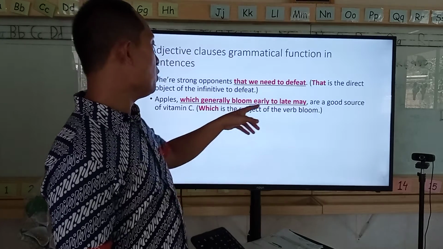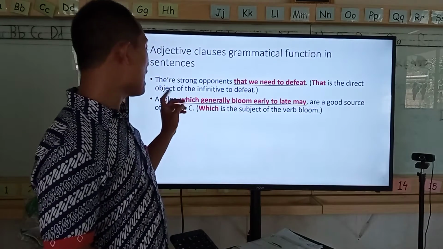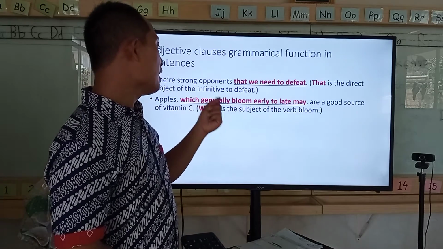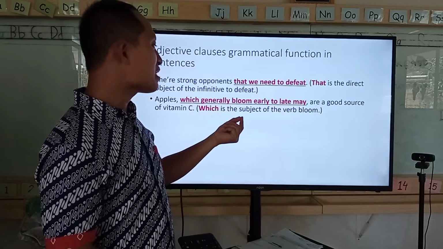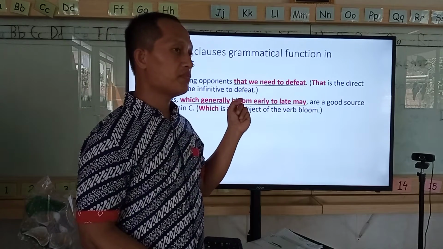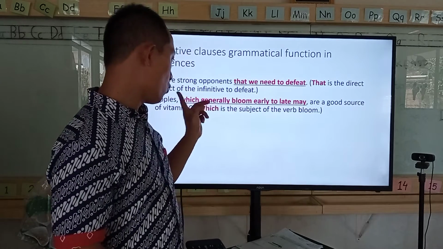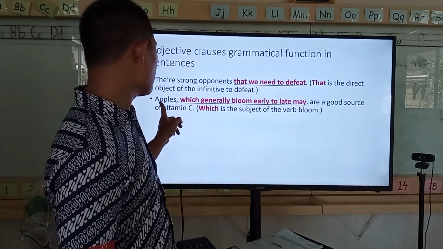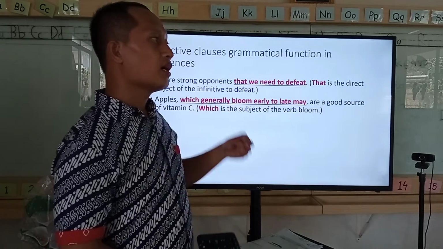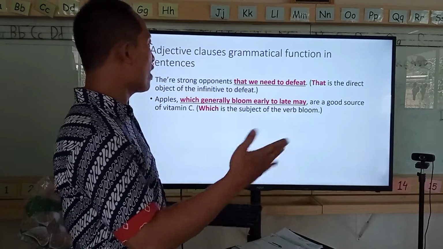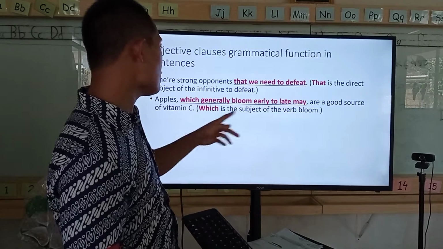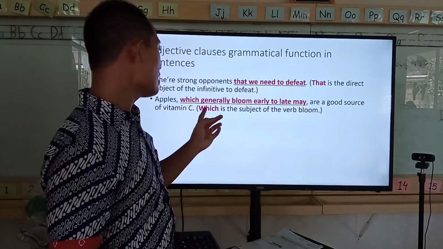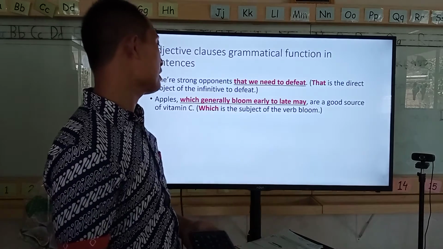Apples, which generally bloom early to late May, are a good source. Now, in this case, the adjective clause acts as the subject of the dependent clause. Okay. Let's prove it. This is a subject. So let's break it down into two clauses. Apples are a good source of vitamin C, and we have the second one: Apples generally bloom early to late May.